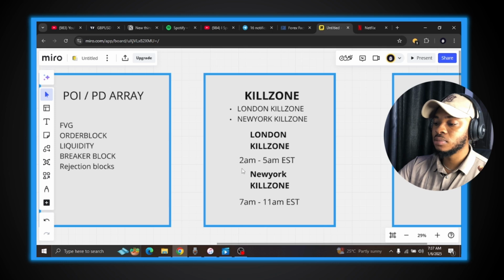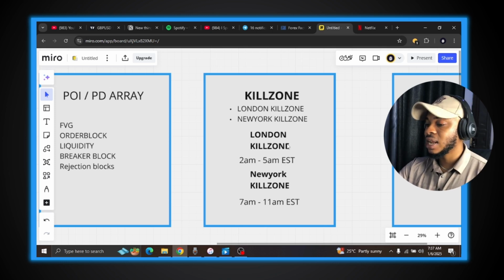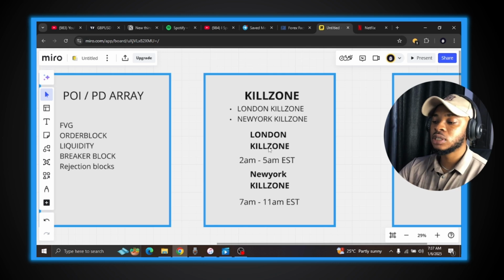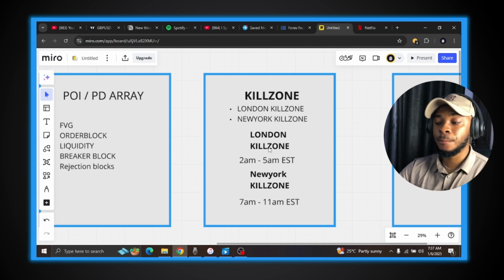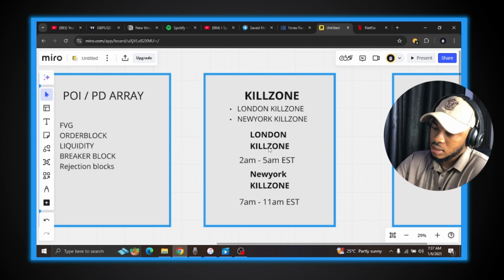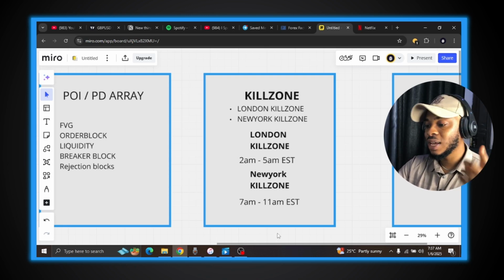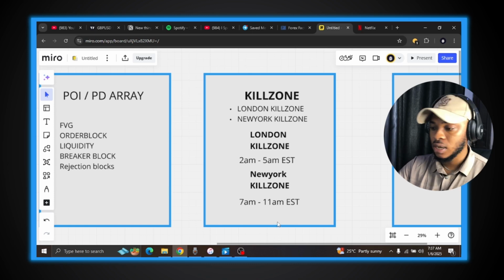So the London Killzone is 2 a.m. Eastern time to 5 a.m. Eastern time. This is the time you need to be executing. So to prepare for this session, you have to be on chart 1 hour before that time. That's it. Because this is the time you need to be executing. Now, the New York Killzone is literally 7 a.m. to 11 a.m. Eastern time.